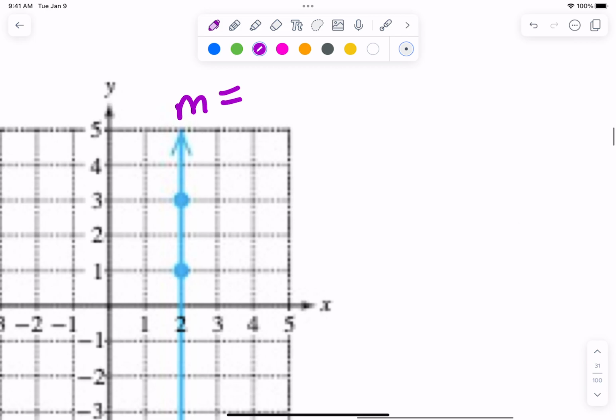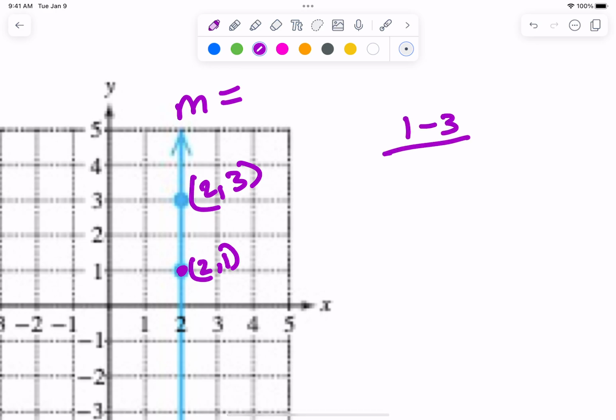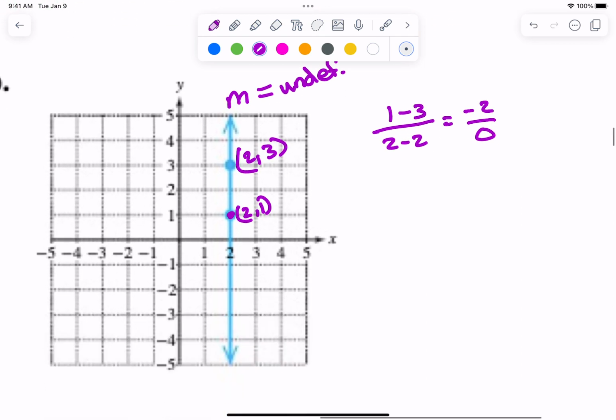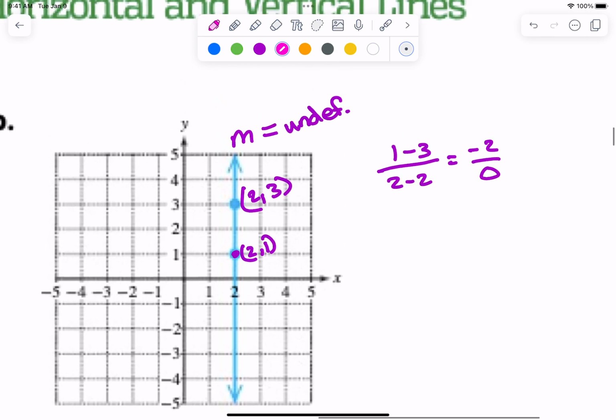Okay, this guy is (2, 1) over (2, 3). If I do 1 minus 3 over 2 minus 2, that's negative 2 over 0. What's negative 2 over 0? Undefined. You know why he has an undefined slope? Because he is not a function. Why is he not a function? He doesn't pass the vertical line test, so his slope is undefined. He doesn't even function properly, so his slope is undefined, right?